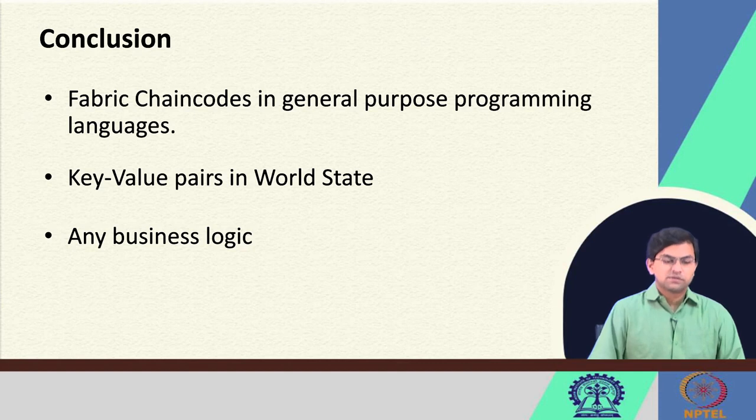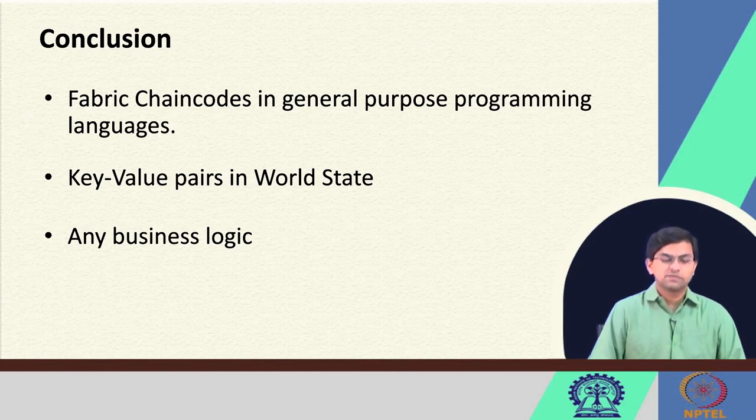Concluding, we saw that we can use Hyperledger Fabric chain codes in general programming languages. Unlike Solidity in Ethereum, we can use Go, Node.js or Java to write Hyperledger Fabric chain codes, and you can use the get state and put state APIs to implement any kind of business logic. If you want to store some XML data, you can just convert that XML data and serialize it into a string and write that into the ledger. If you want to store some JSON data, you can also do that by serializing it into a string and writing that back to the ledger as a string.